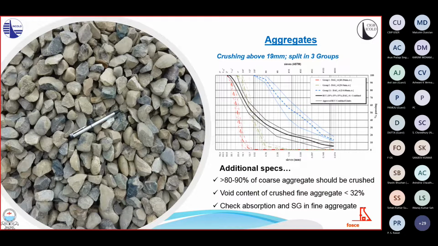And this is the result in terms of coarse aggregate. From the proposed new specs, three key aspects have been listed here. First, the 80 to 90% of coarse aggregate that should have been crushed at least in one phase.